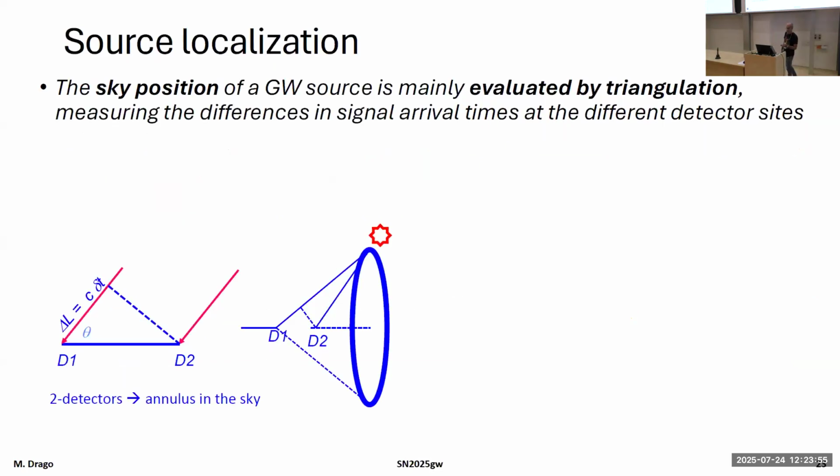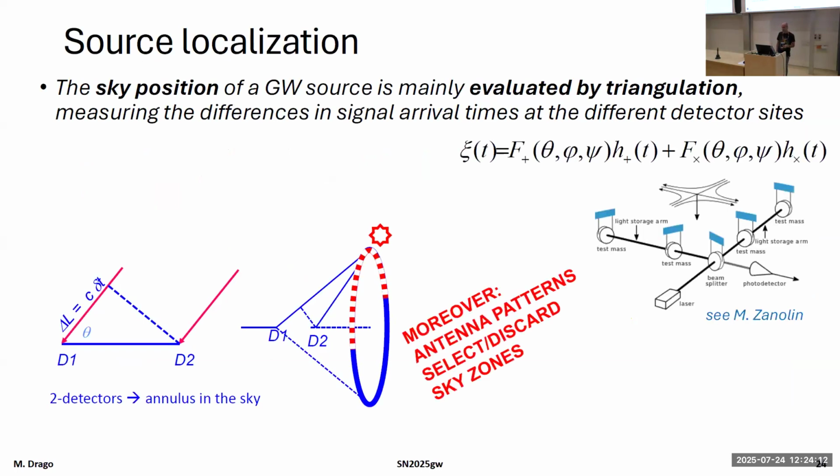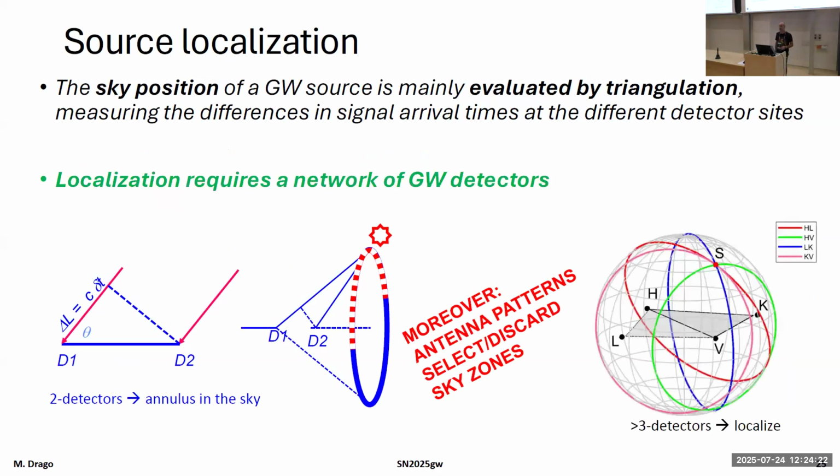Just a little part about source localization. Other people have already said that. The main algorithm to calculate the sky position is triangulation. So imagine you have two detectors. You have a circle in the sky. But luckily, as Michele explained days ago, we have the antenna pattern that excludes some of the circle in the sky. So usually you have a part. If you have more than two detectors, you can localize better. You can have at least a spot in the ring.